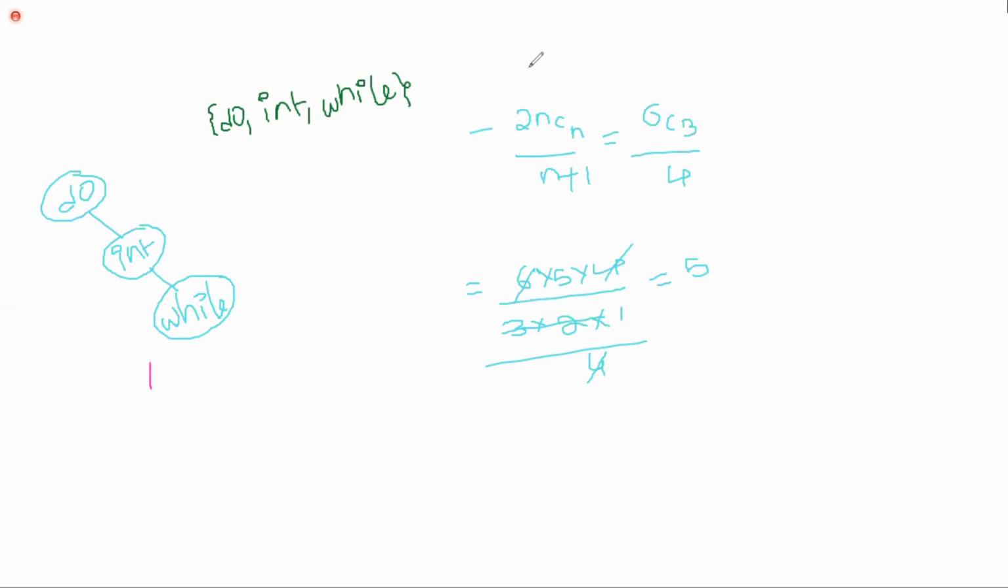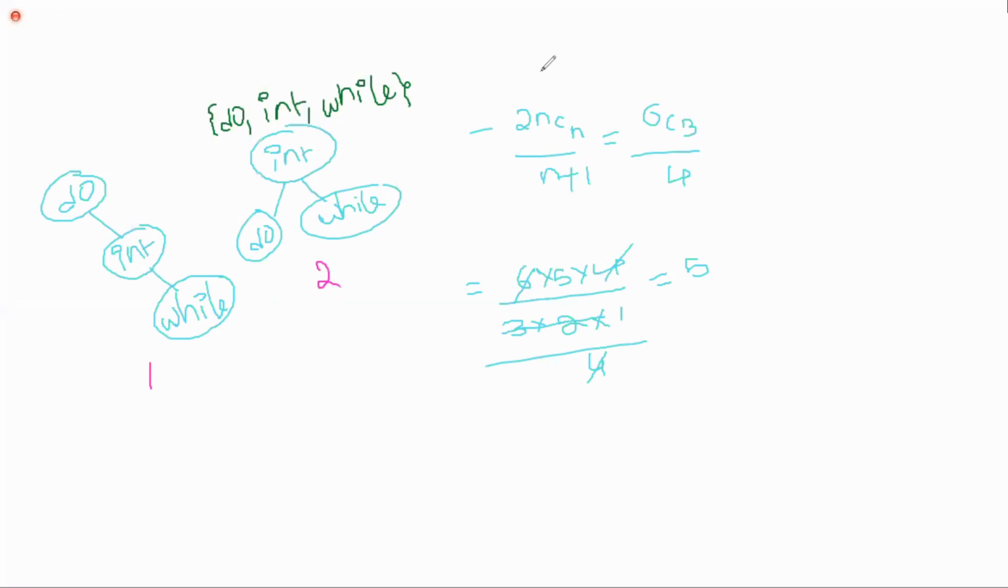Next, the second binary search tree. What is it? All of you observe. I'm making int as my root node. So do is less than int, so it will come on the left hand side. While is greater than int, so it will come on the right hand side. This you assume as the second binary search tree.